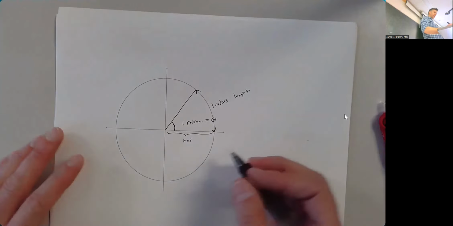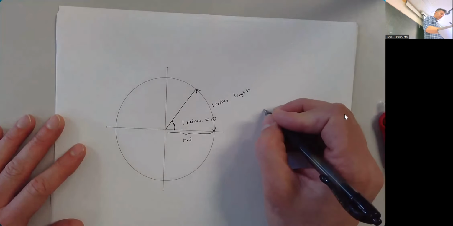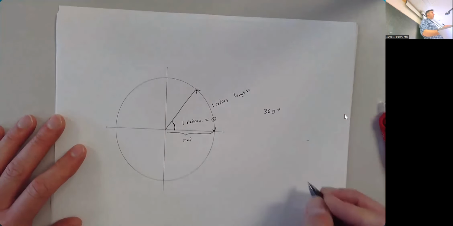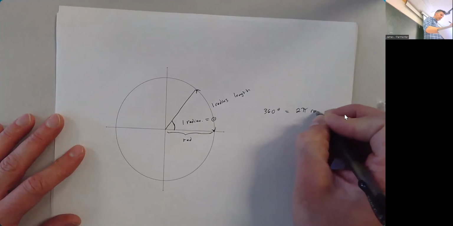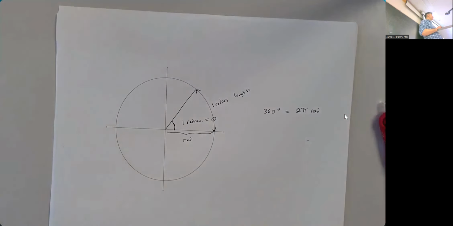So we just said that the whole circle, 360 degrees worth of angle, is the same as 2 pi radians worth. And the way we know that is because we know the formula for the circumference of the circle. The circumference of the circle is 2 pi times the radius. So going all the way around the circle gets you 2 pi radian lengths.